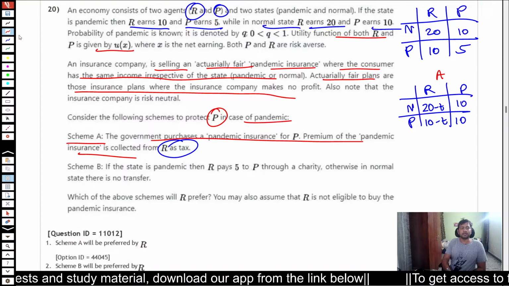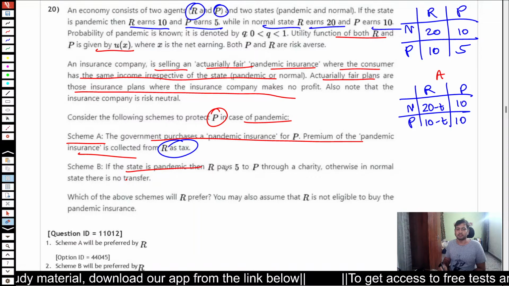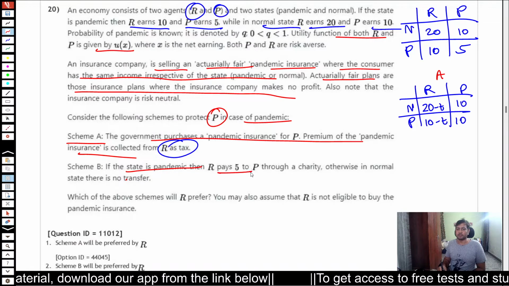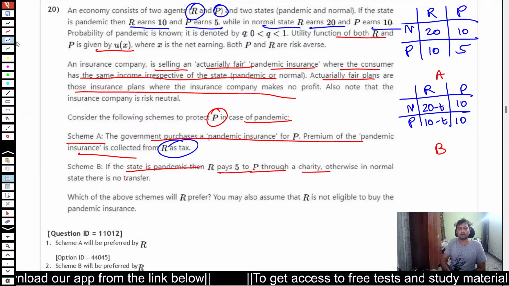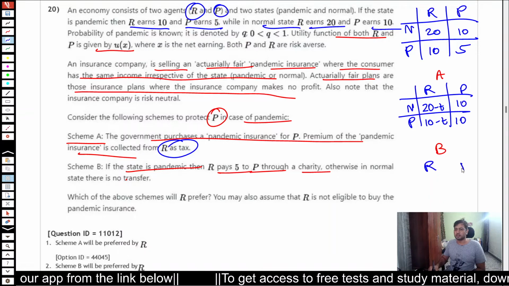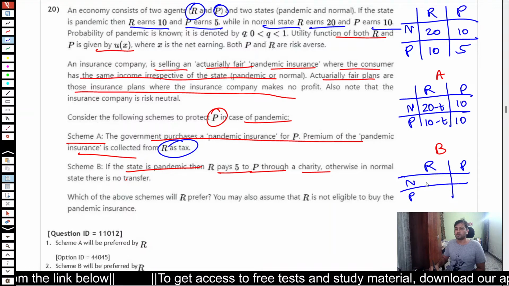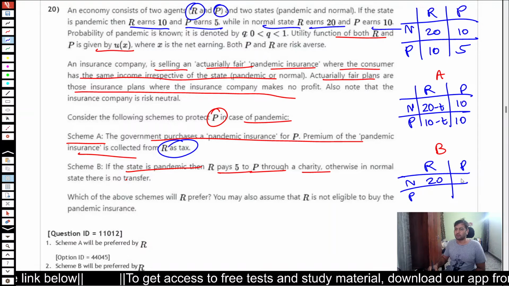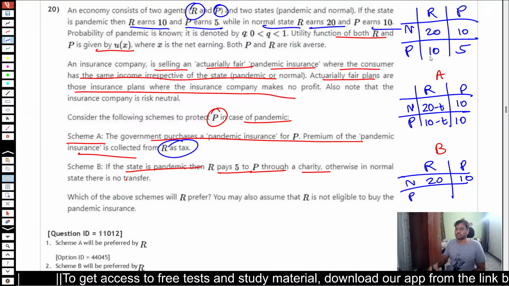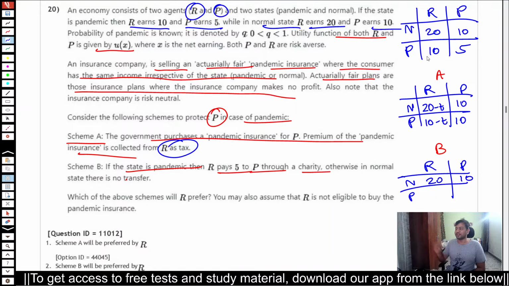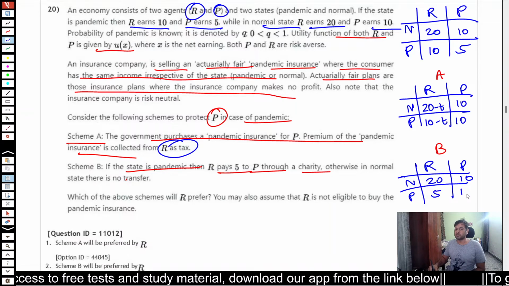Now what's happening in scheme B? In scheme B, if the state is pandemic, then R pays 5 to P through charity. Again the same thing: rich, poor, normal state, pandemic state. In the normal state nothing changes, 20 and 10. In the pandemic state, the rich, who is himself earning 10 rupees, has to pay 5 rupees to the poor. So he ends up with just 5 rupees, whereas the poor person's salary is constant.